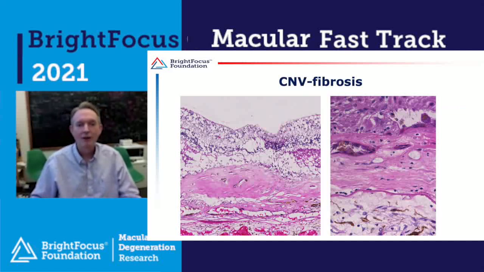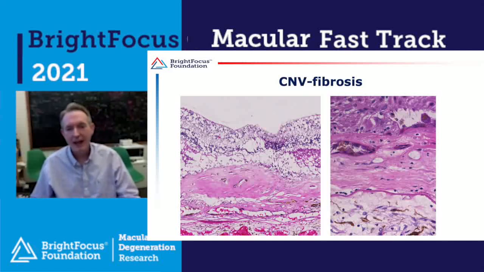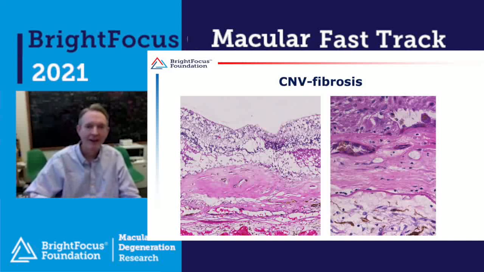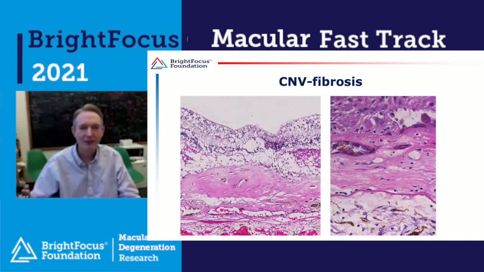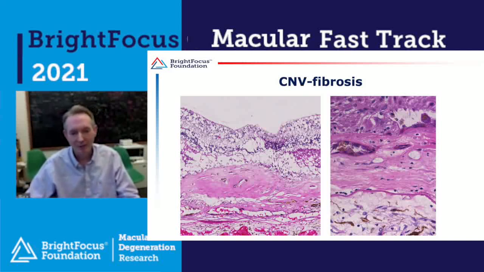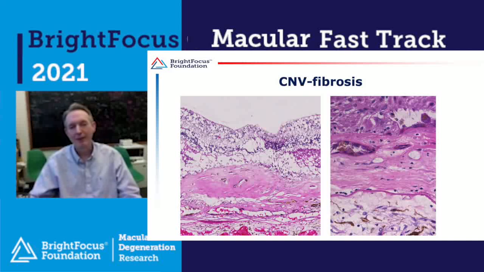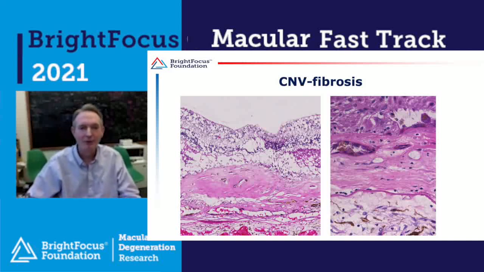On the other hand, one of the worst things that can happen is you can have subretinal fibrosis. This is replacement of the exquisitely organized neural tissue of the retina with connective tissue, right? And so this is mostly, I think, type 1 collagen. It's not compatible with good vision. And so understanding what converts normal retina to fibrosis when you have a CNV is something that would be really useful to know.